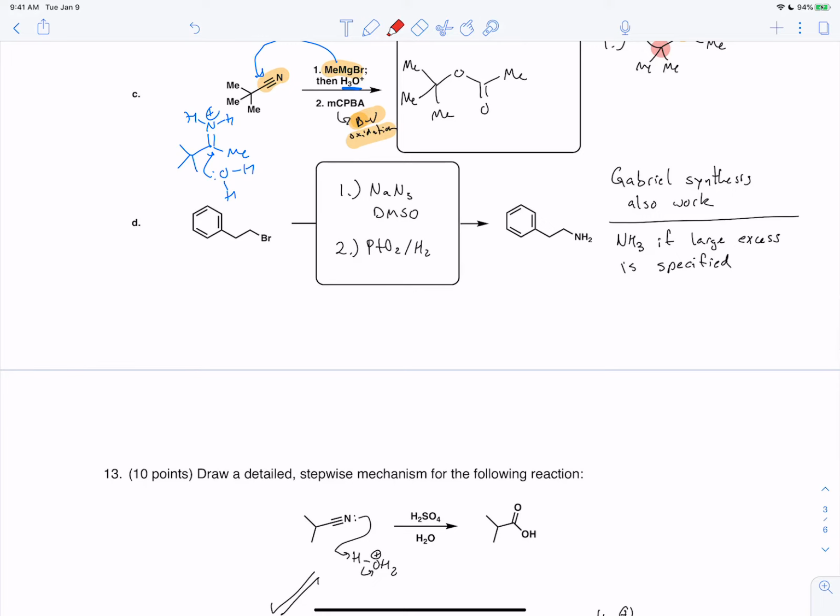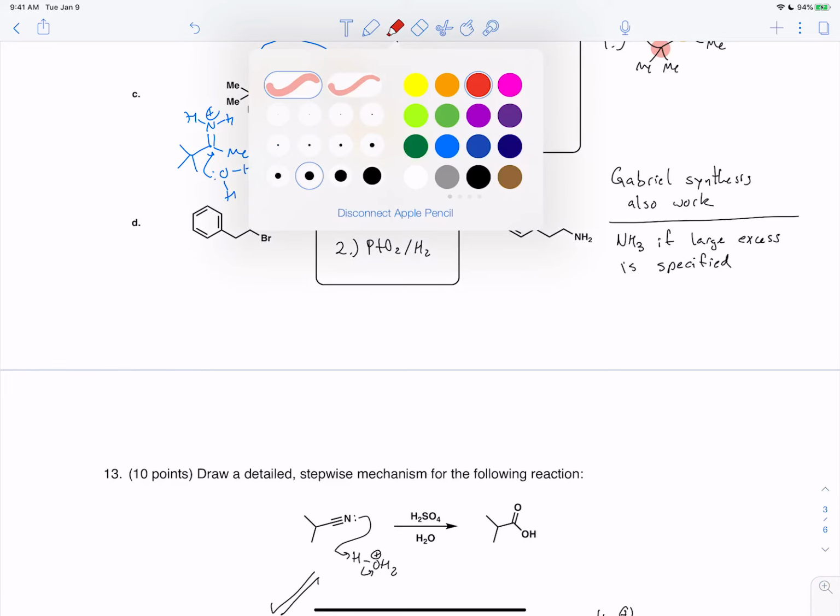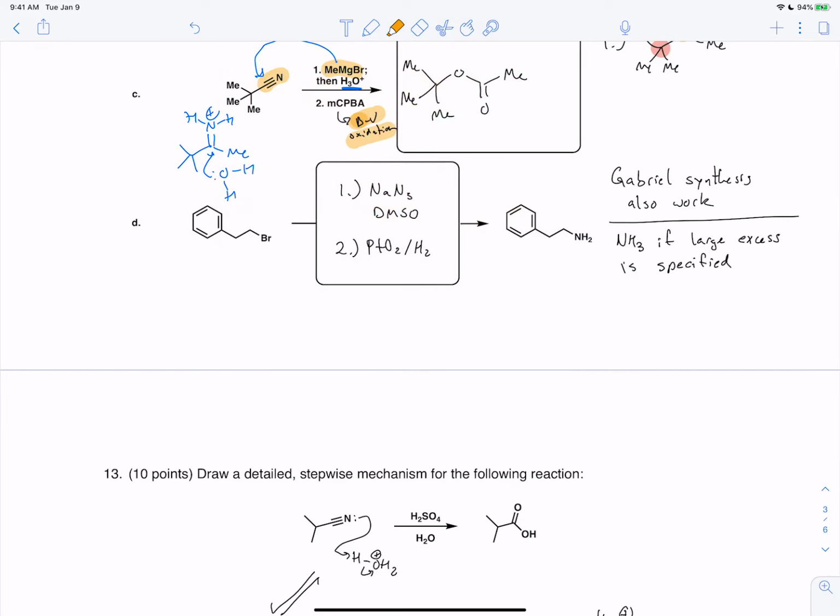And for D, we're trying to turn an alkyl bromide into a primary amine. So this is pretty much right out of the notes. We learned a few different ways to do this. In one case, I show an SN2 substitution with sodium azide to make an intermediate alkyl azide, followed by reduction with platinum and hydrogen. You also could have used the Gabriel synthesis to effect this transformation. And we even allowed just using ammonia if a large excess was specified.